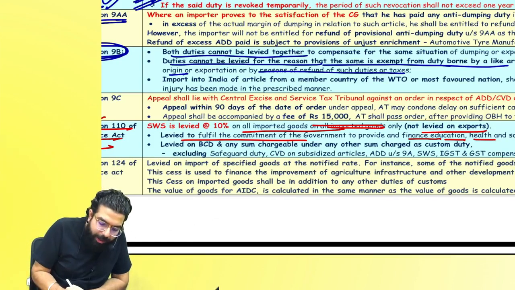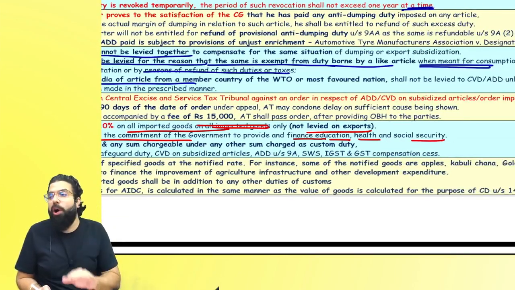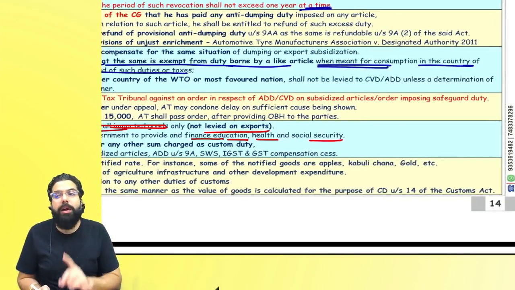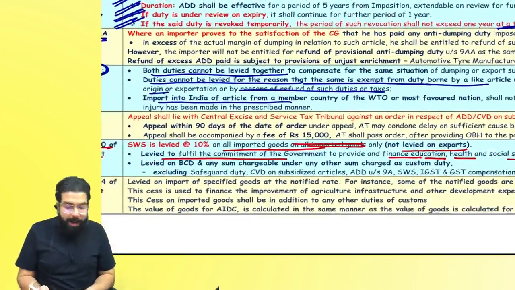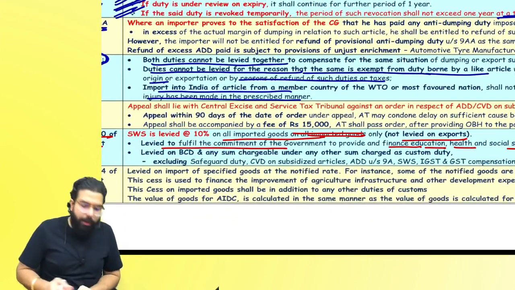Then they are saying if import is happening from a member of the World Trade Organization or most favored nation, you can't charge CVD or anti-dumping duty unless you determine injury in the prescribed manner. Right, everyone? Please remember this point.